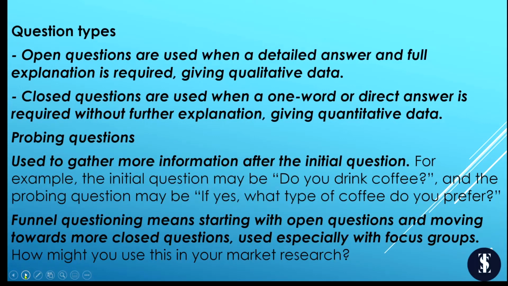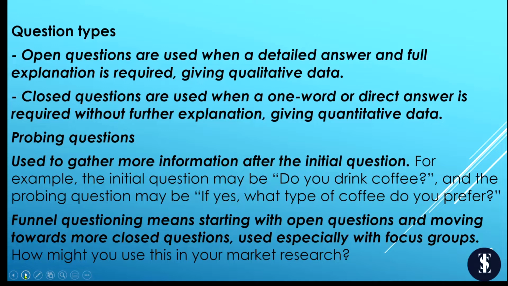Open questions are used when a detailed answer and a full explanation is required, and that's giving qualitative data. Closed questions are allowing for a one word or a direct answer, A, B, C, D, yes, no, tea or coffee, etc., without any further explanation, and this is giving you quantitative data.